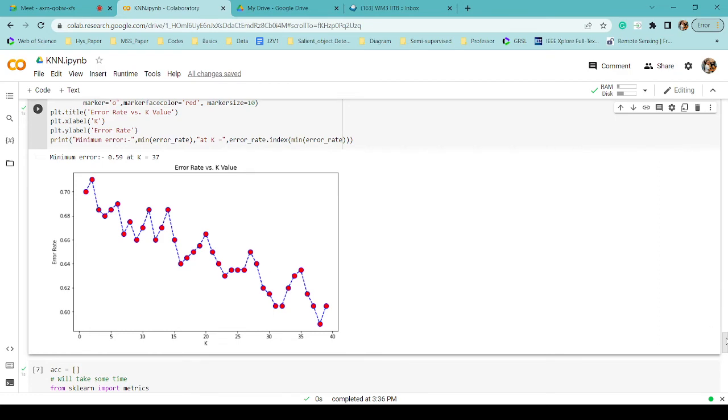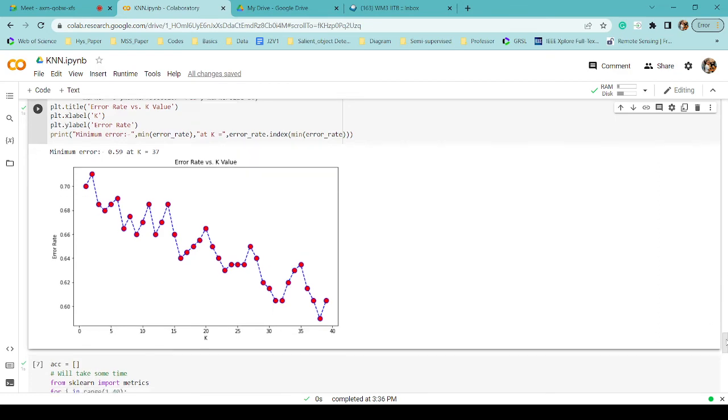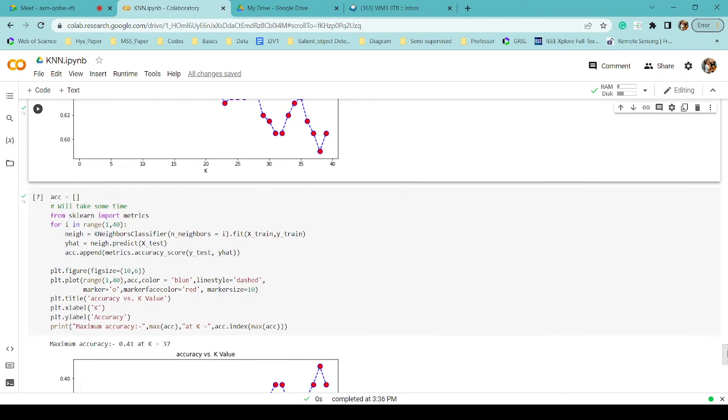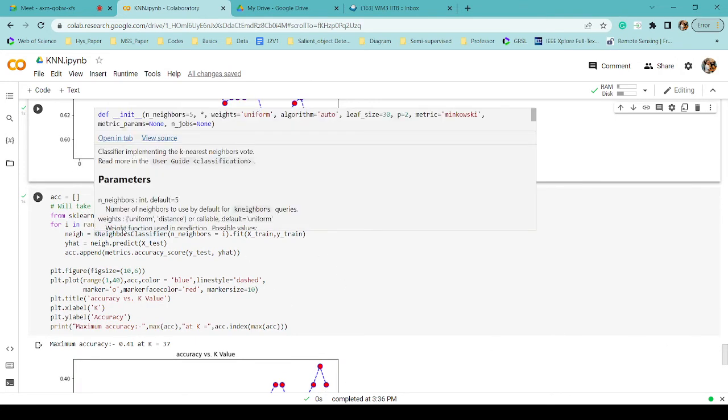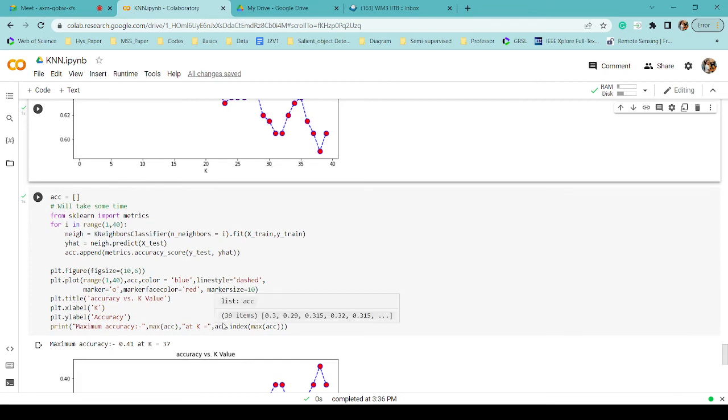There's another criterion as well, that is accuracy. You have to check that as well. Again, the same thing. I took 1 to 40 as the k value, because that is how I checked the error rate as well. I'm doing the fitting, I'm doing the predicting, and I'm appending my accuracy. And again, from plot dot figure to plot dot y, it is just plotting. And I wanted to see the minimum error rate, maximum accuracy.